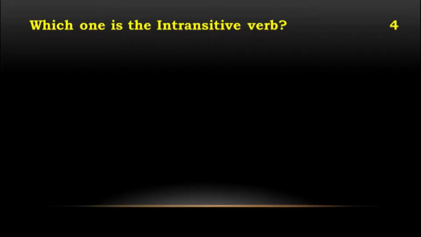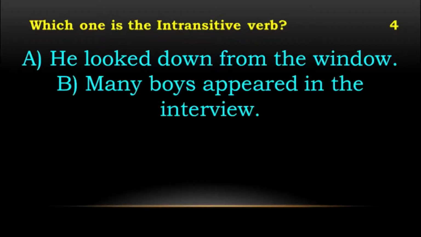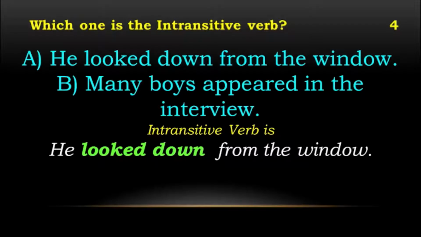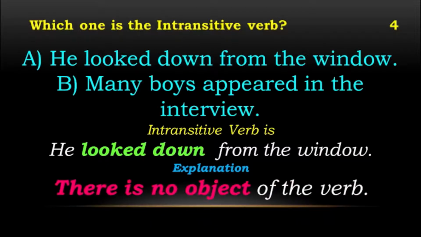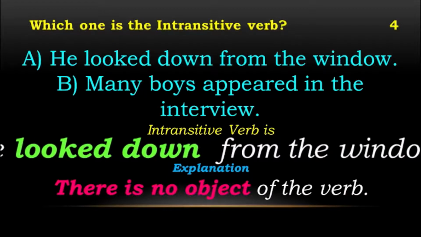Which one is the intransitive verb? He looked down from the window. Many boys appeared in the interview. The intransitive verb is? Yes. He looked down from the window. Window is not the object. Okay? And there is no object of the verb in this sentence. He looked down from the window.